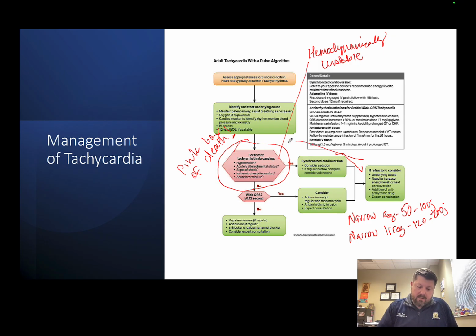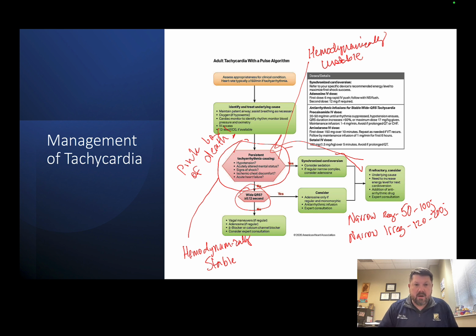Now, moving back to the pink box of death. Let's say that we answered no to these questions. So then they would be considered hemodynamically stable and we could move down to the next box.